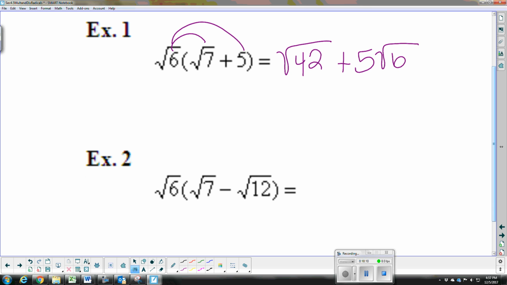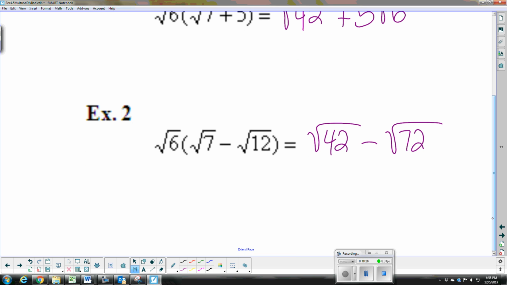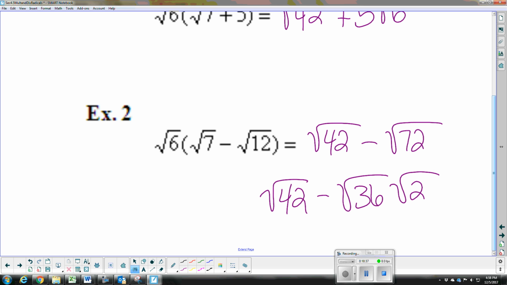And then the next one, square root of 6 times the square root of 7 is the square root of 42. Square root of 6 times the square root of 12 is the square root of 72. Now, for this one, 72 we can simplify. So that's the square root of 42 minus the square root of 36 times the square root of 2. 36 is the largest perfect square we can find in 72. And then the leftovers are 2. So we've got square root of 42 plus or minus 6 times the square root of 2. Because when we simplify radicals, we've got 2 answers, a plus and a minus. And that's as simple as we can go for this example.